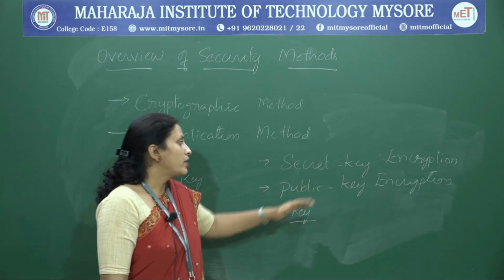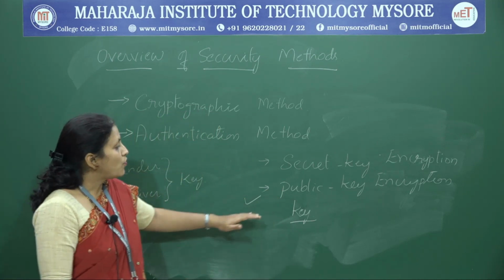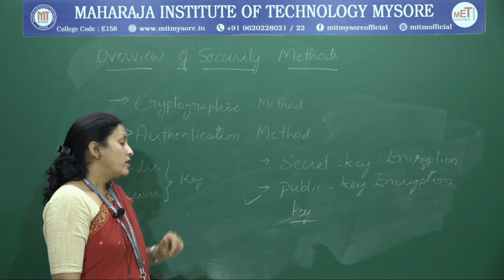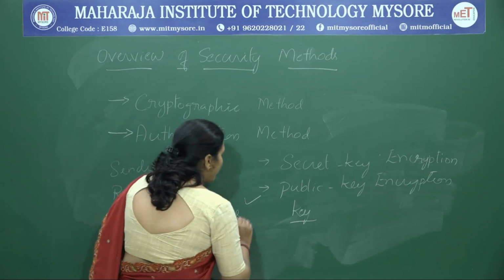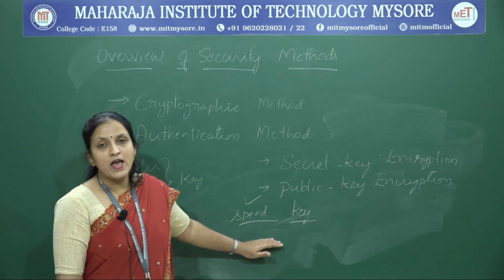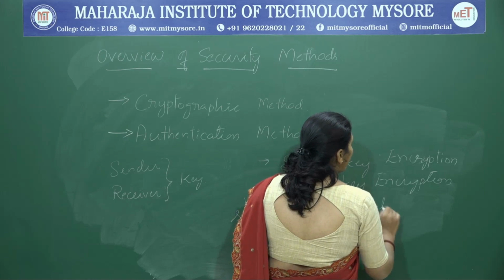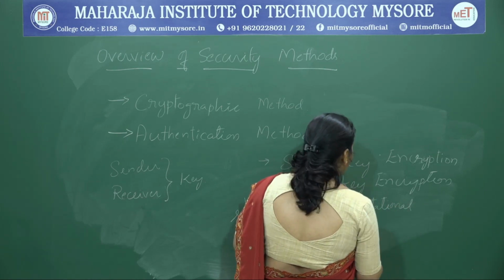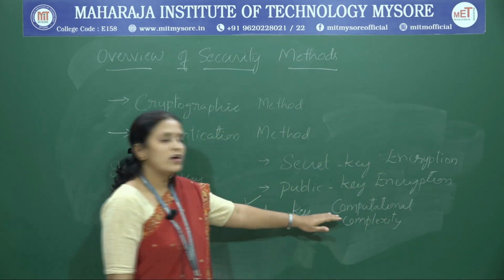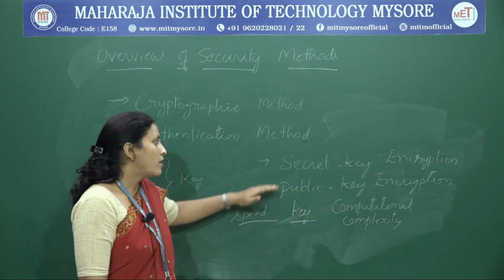Compared to these two, public key encryption is the most powerful. This provides the most powerful security system to our data which is transmitted over the network. But there is one disadvantage, that is the speed with which it performs. It takes too much time as it needs a lot of computation. Computational complexity is higher in public key encryption. Because of this high computational complexity, the speed with which a public key encryption algorithm works is lower compared to secret key encryption.